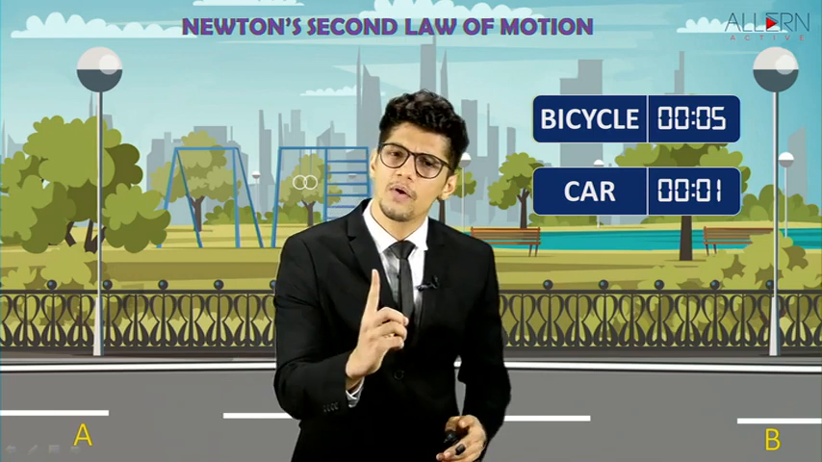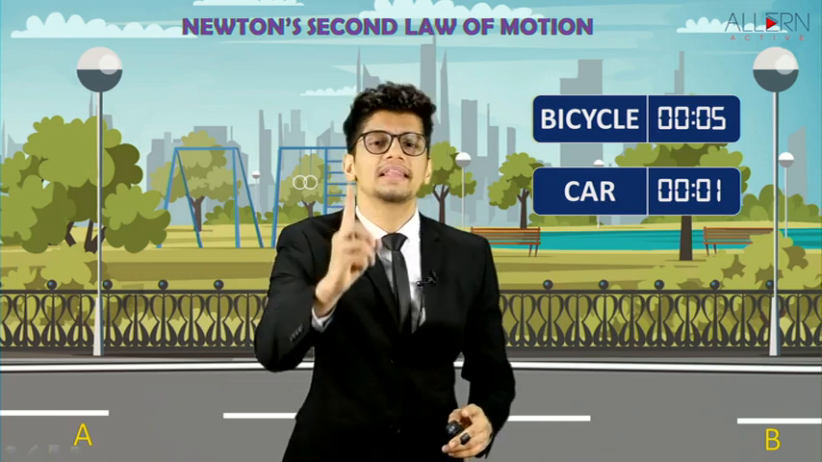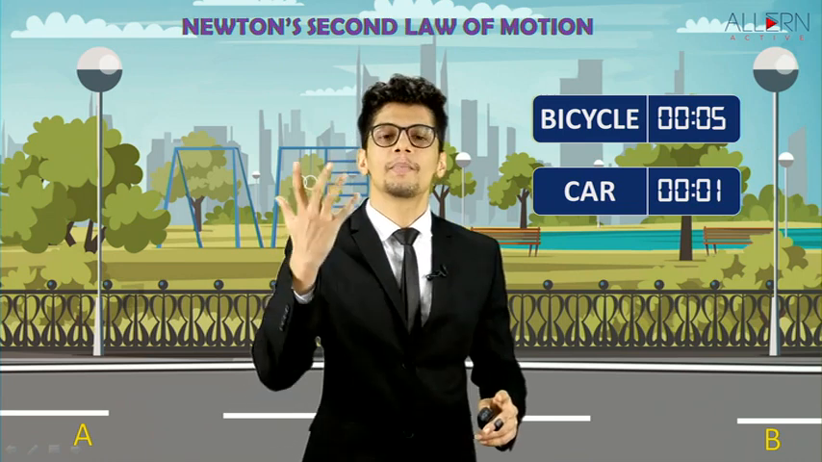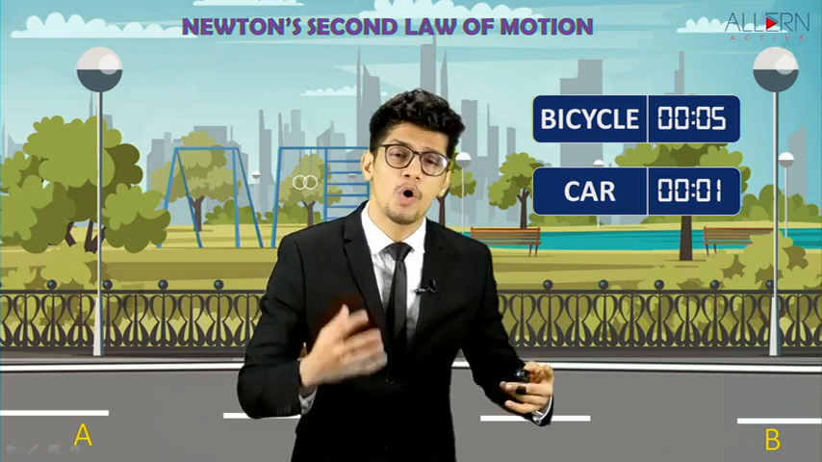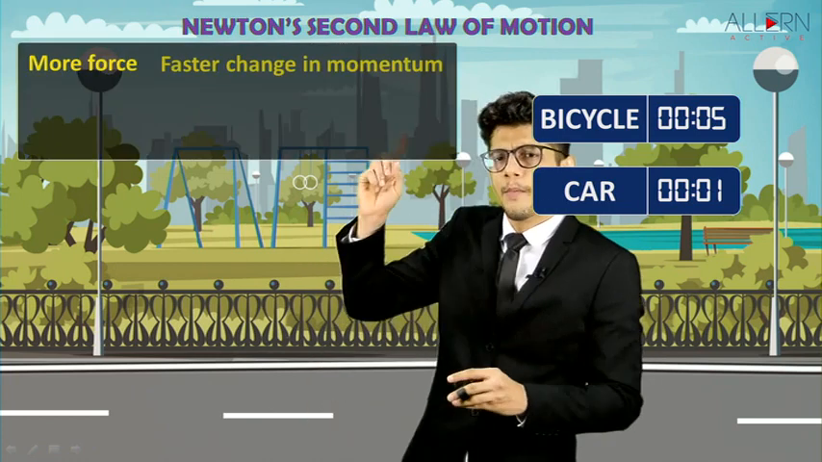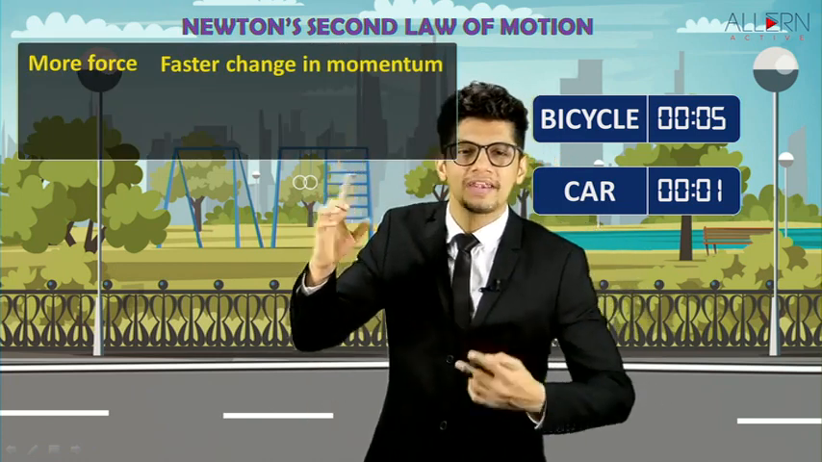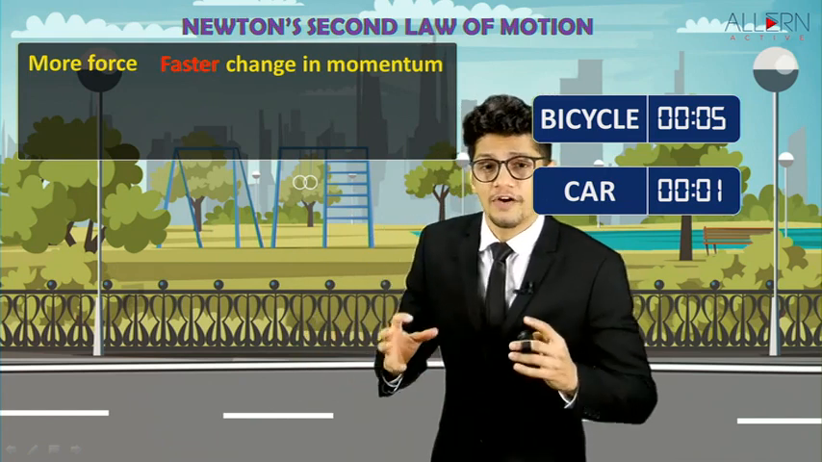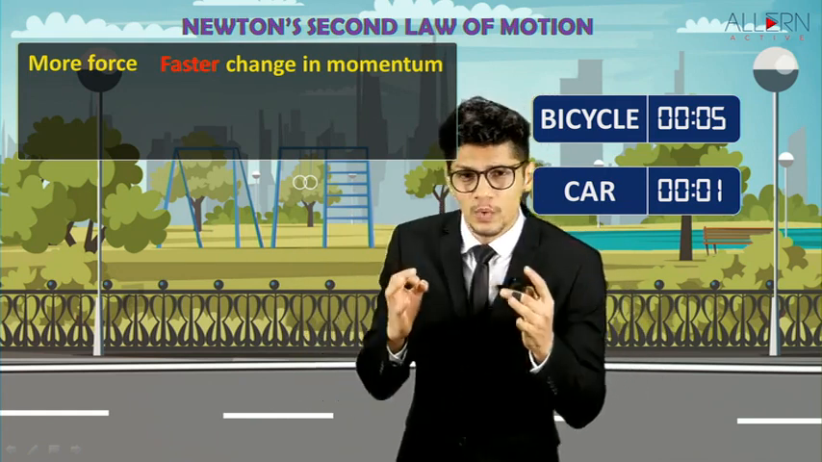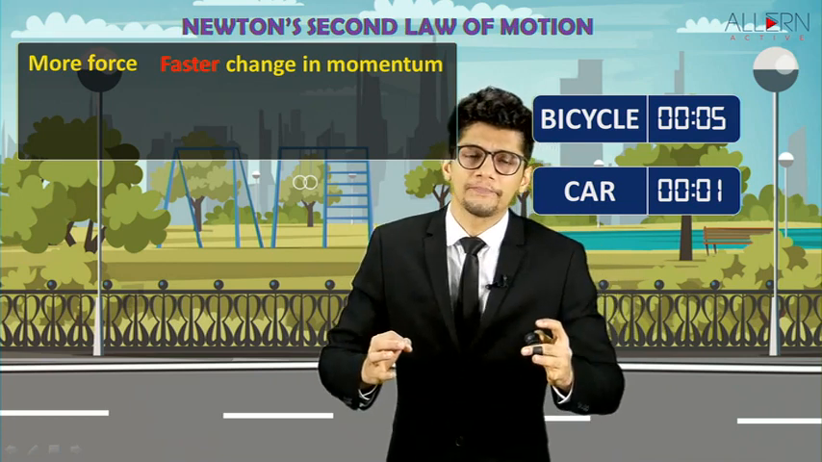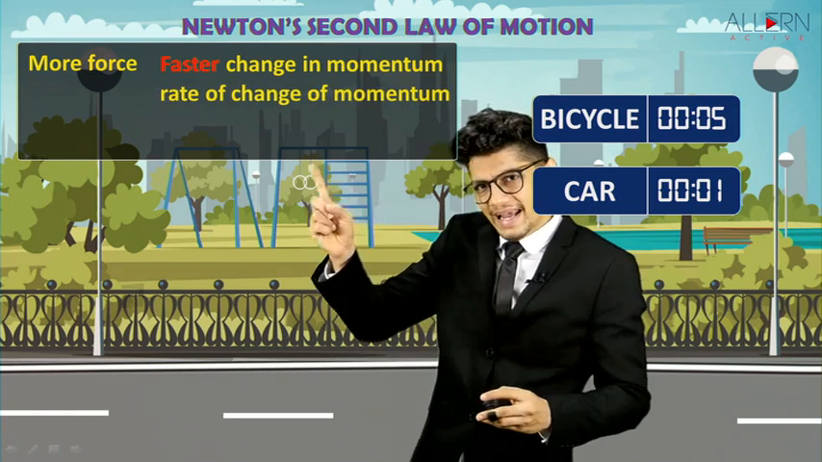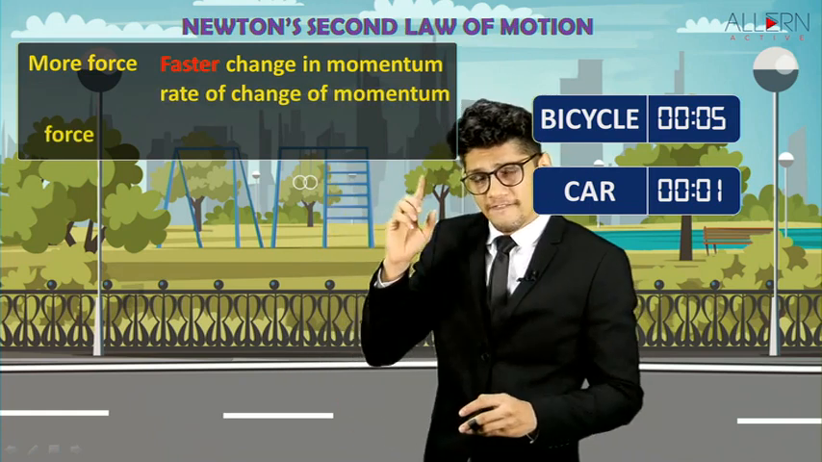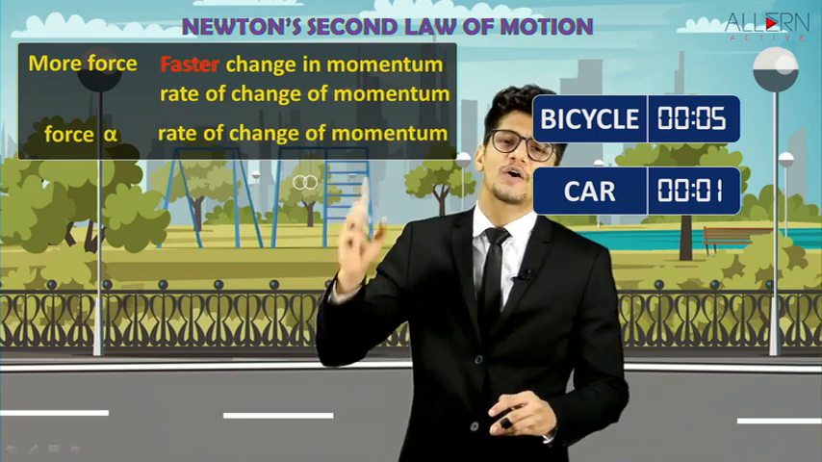But we know that velocity and momentum are related. More the velocity, more the momentum. That means more the force, more the change in momentum, or we can say quicker is the change in momentum. So what do we conclude from this? More force, faster is the change in momentum. Now faster means it is related to time. So in physics, time can be understood by the word rate. So we say rate of change of momentum. That means force is directly proportional to the rate of change of momentum.